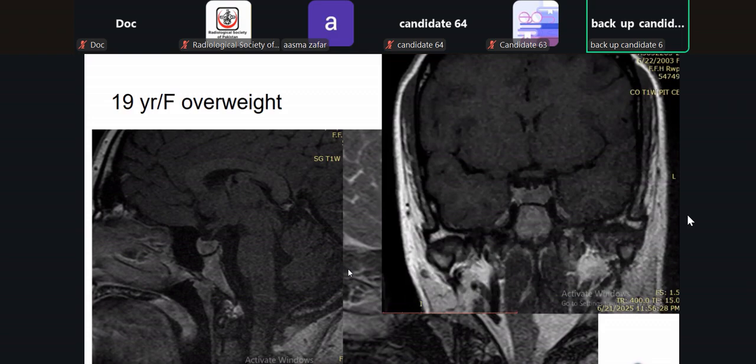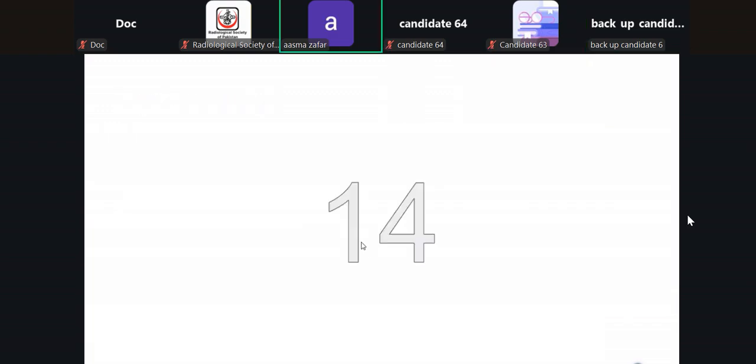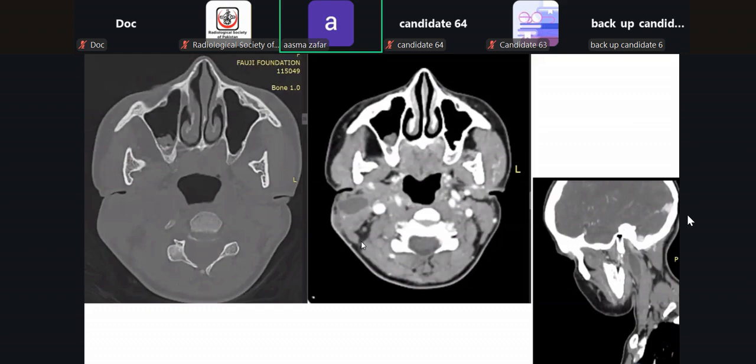The second image is the T2 weighted MRI brain, and this appears hypointense on T2, and on the dynamic contrast it is hypoenhancing as compared to the normal pituitary. Otherwise the infundibulum and optic chiasm were unremarkable. On the basis of these findings, my top differential diagnosis is pituitary microadenoma.